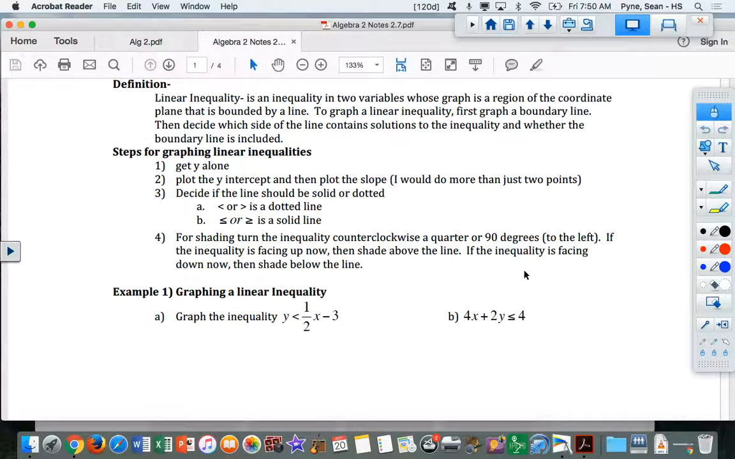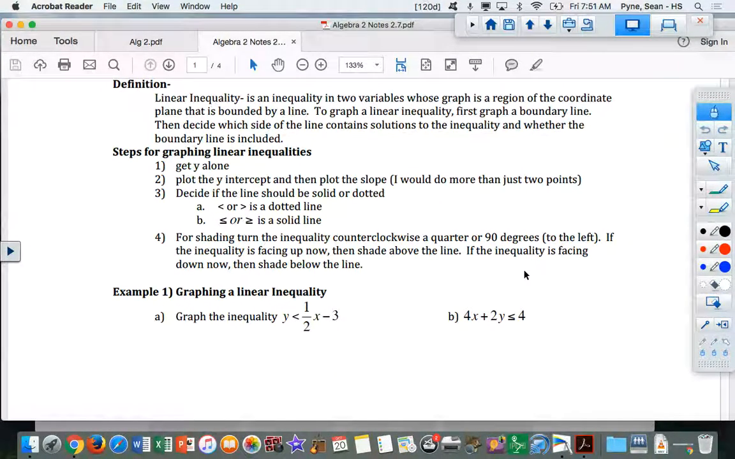All right, so we're going to be looking at linear inequalities. A linear inequality is an inequality in two variables whose graph is a region of the coordinate plane that is bounded by a line. To graph a linear inequality, first graph a boundary line, then decide which side of the line contains the solutions of the inequality and whether the boundary line is included.